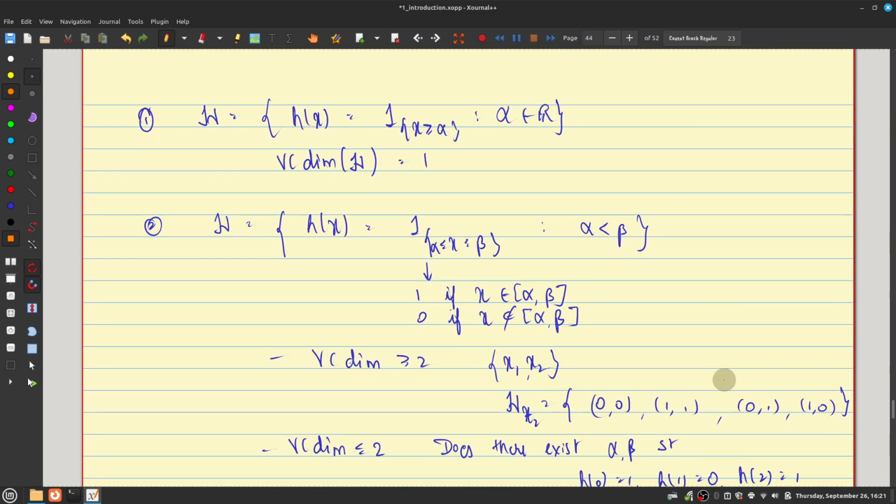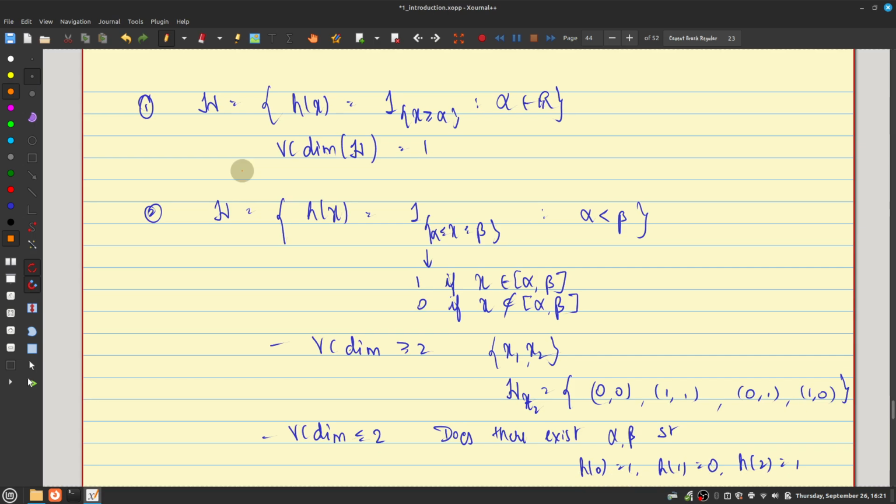So let's again just do a couple of examples. We won't go through all of them, but let's take the very simple example of a single threshold. h(x) is equal to 1 if x is greater than or equal to alpha, and it's equal to 0 otherwise. Right? So in this case, firstly, what is this? If I take m equal to 1, then of course I can generate both choices, 0 or 1. What about m equal to 2?